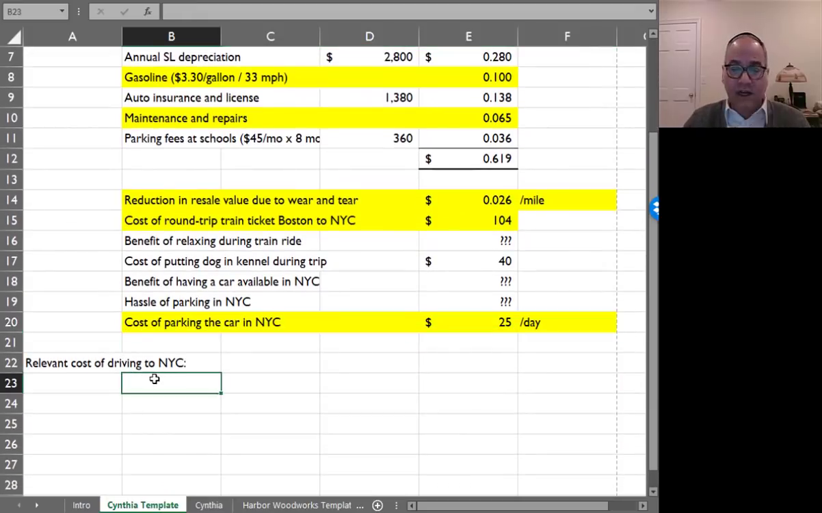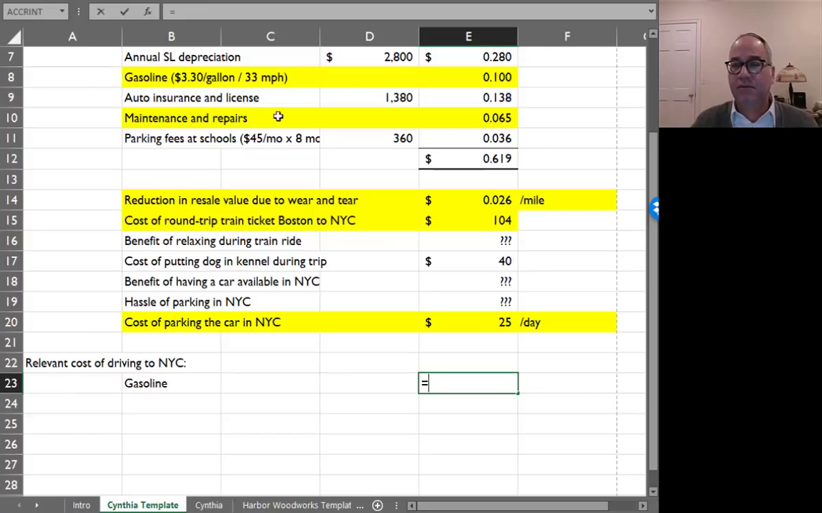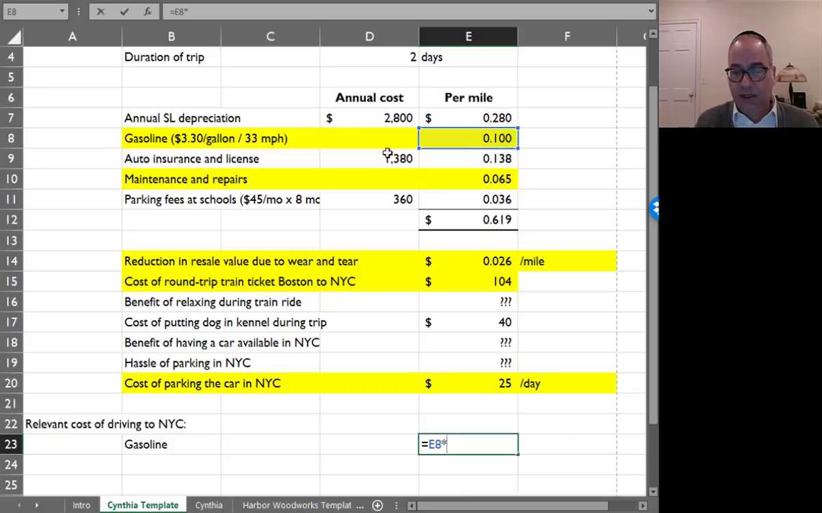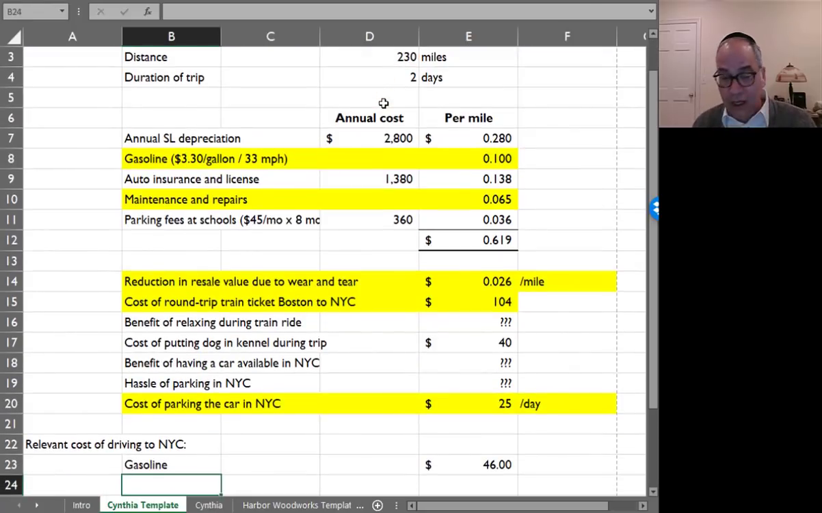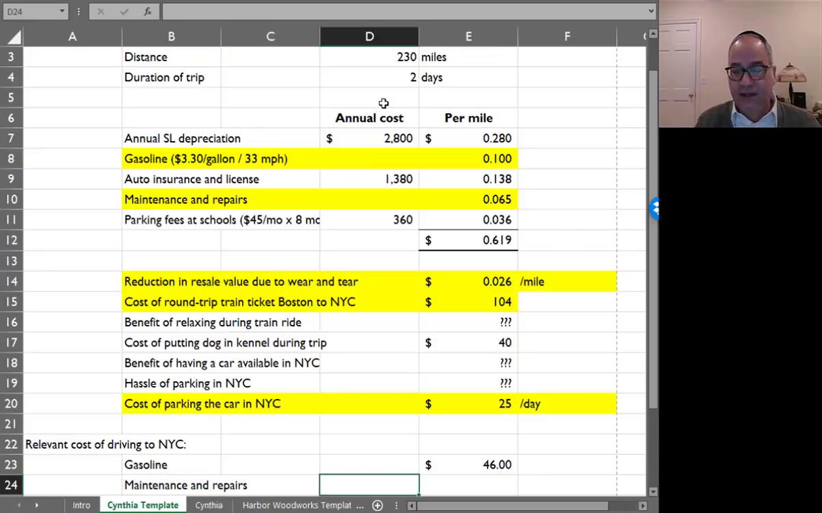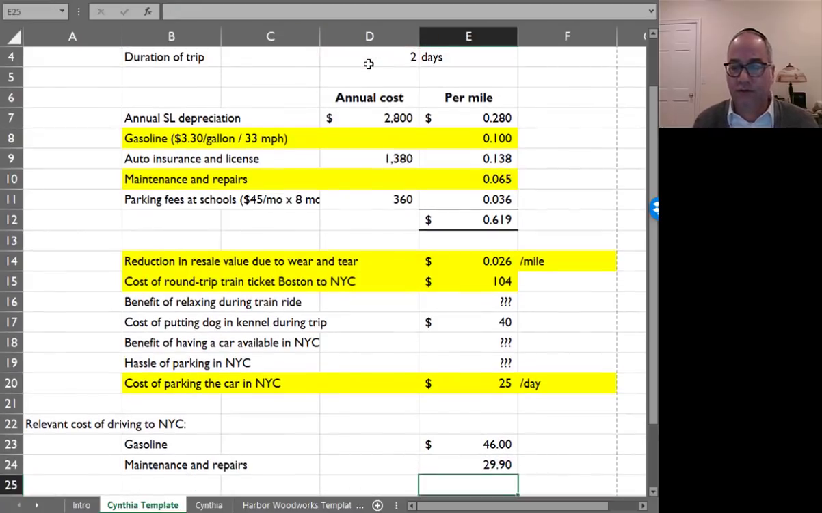So let's list the relevant costs of driving to New York City. What are the costs I'm going to have to pay if I drive? One of them is gasoline. It's going to be 0.100 a mile times 230 miles times a round trip of 2, which is $46. Another thing that's relevant is maintenance and repairs. That would be 0.065 times 230 times 2 for the round trip.